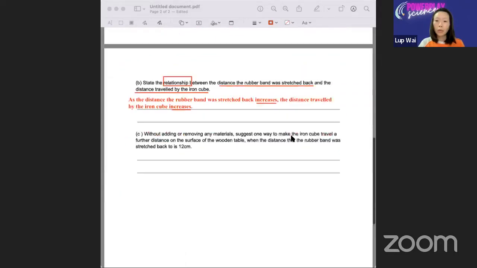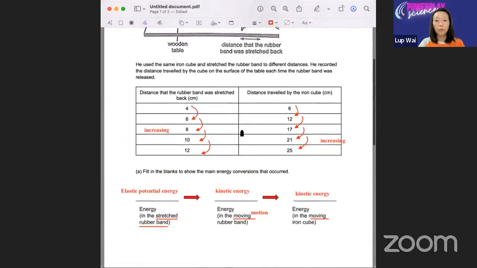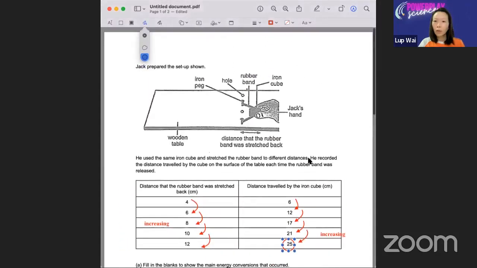All right, and also they have already mentioned that it's stretched back to 12 cm. You can't stretch any further. They only want 12 cm. But with that 12 cm, I want to travel further. How can I change this number? No adding, no removing. Now, looking at the picture, do you observe anything that is special? Anyone can tell me what you can observe from here?